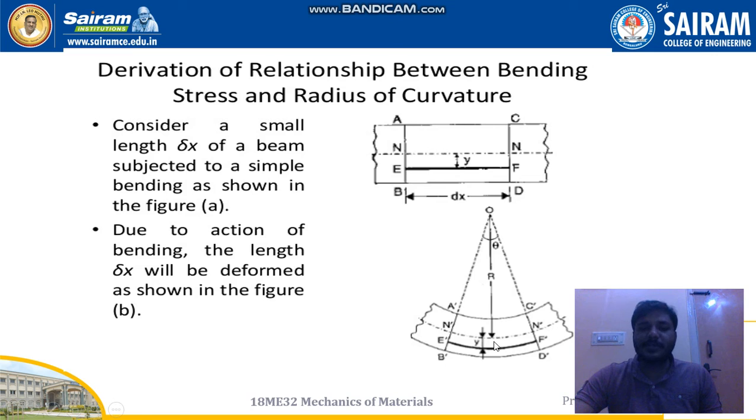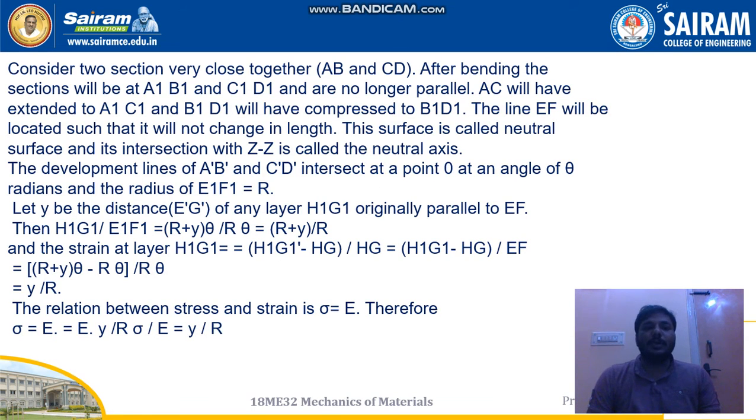So that is the deformation which is taking place, as shown in figure 2. Now consider the two sections very closely, that is AB and CD in figures A and B. After bending, the sections will be A1 B1 and C1 D1, and they will be parallel. So there will be no change in the length, but the surface of the neutral layer and the intersection will be called the neutral axis that has been developed.